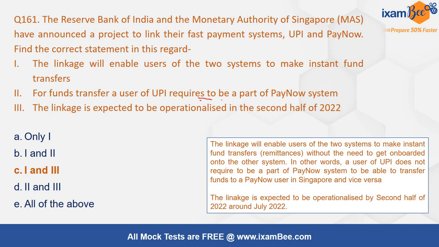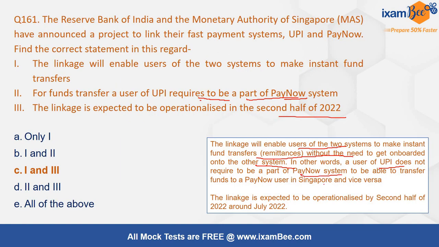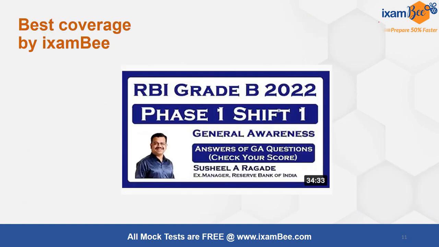The second statement, that the user of the UPI requires to be a part of the PayNow system, is not correct. And I think you can reasonably guess this one also. This is expected to be operationalized in second half of 2022. The linkage enables users of the two payment systems to make instant fund transfer remittances without the need to get on board into the other system. In other words, a user of the UPI will not need to be a part of the PayNow system. This is signed with Monetary Authority of Singapore.